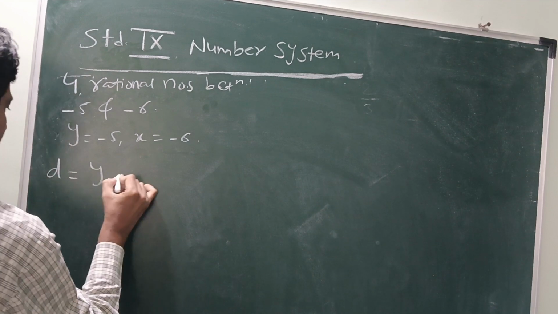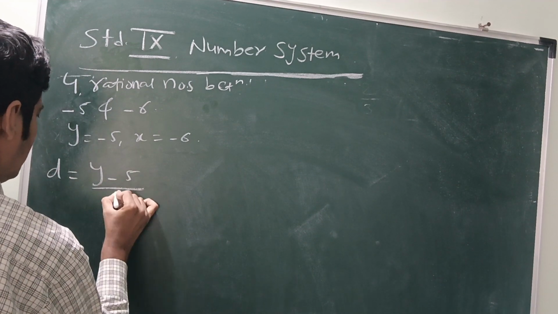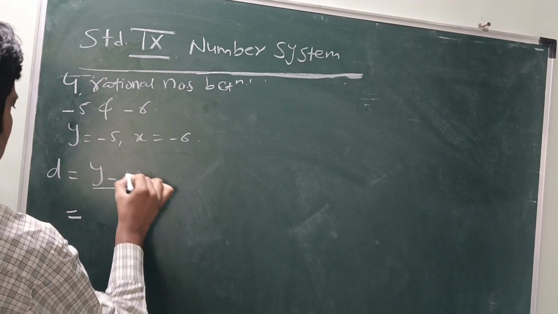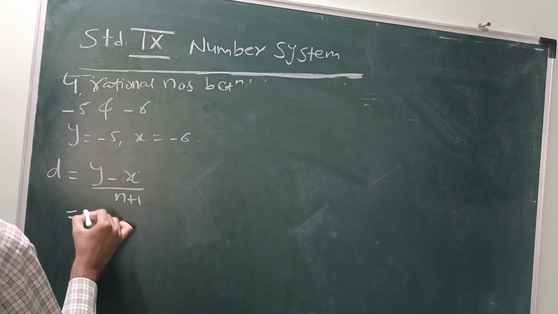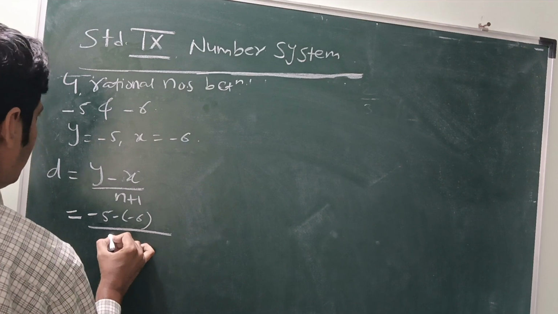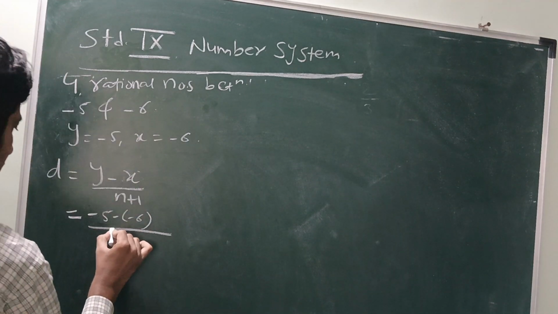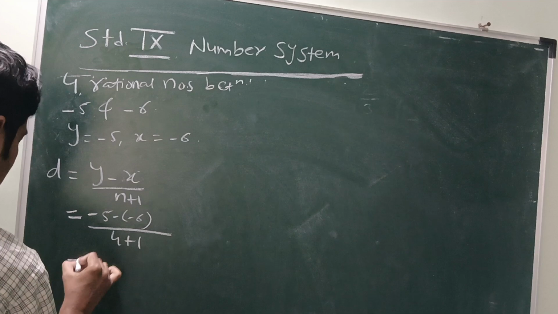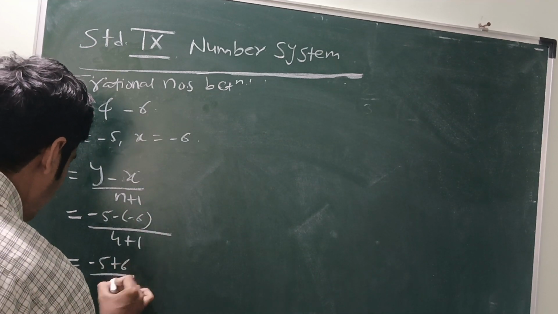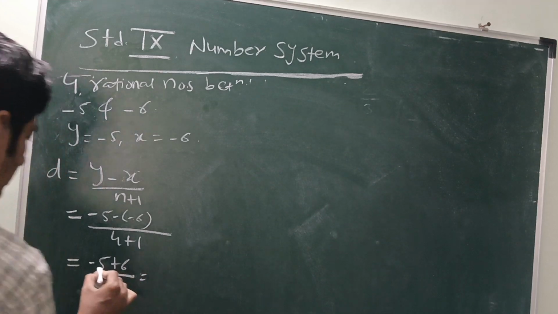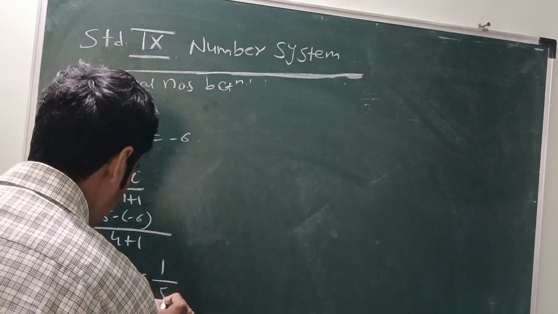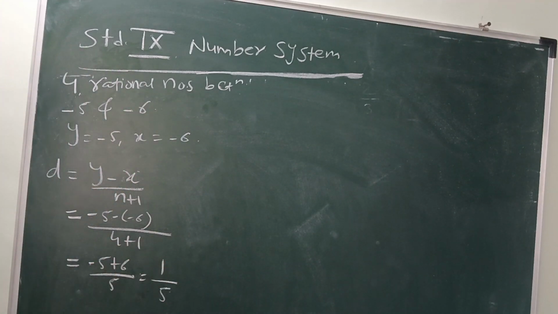d is equal to y minus x upon n plus 1, which is equal to -5 minus (-6) upon n plus 1. The value for n is 4, so 4 plus 1. Minus minus will become plus, so -5 plus 6 upon 5, which is equal to 1 upon 5. The value for d is 1 upon 5.